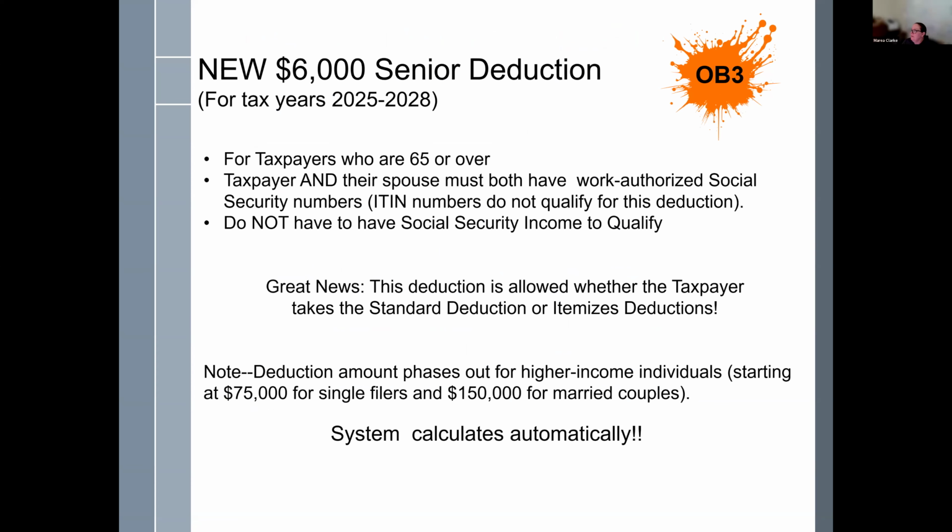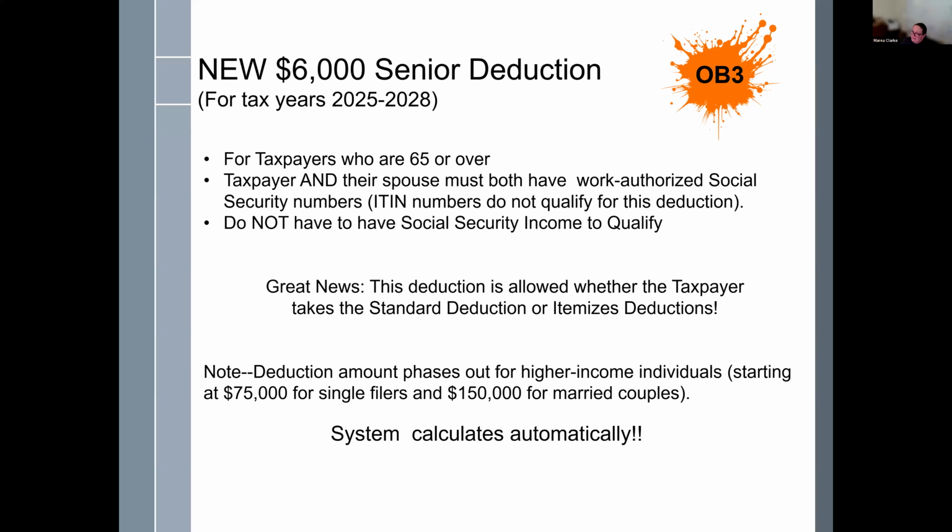All right. There is a new senior deduction, so an additional $6,000. This was how they figured out the no tax on Social Security. They basically said, okay, here's an extra $6,000 you don't have to pay any taxes on. So this applies for taxpayers who are 65 or older. The taxpayer and the spouse must both have work authorized Social Security numbers, so an ITIN would not qualify for this deduction. They don't have to have Social Security income to qualify. It doesn't mean they have to be actually receiving Social Security. It just means that they are 65 years or older and they get this additional amount.